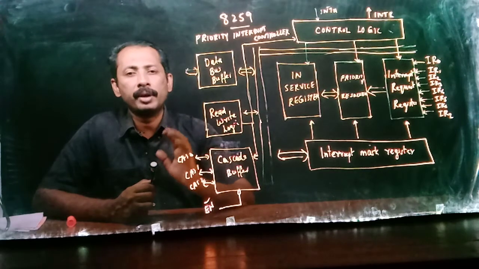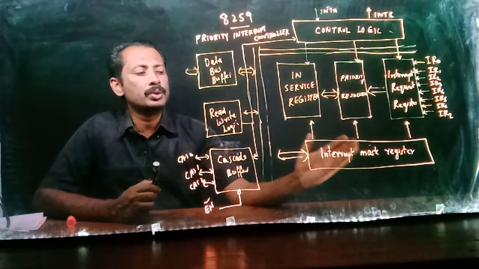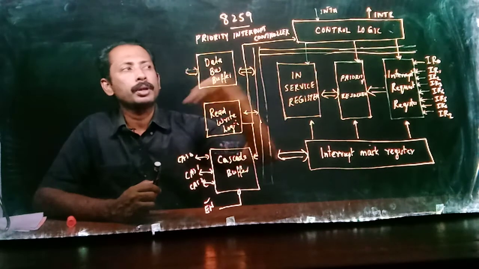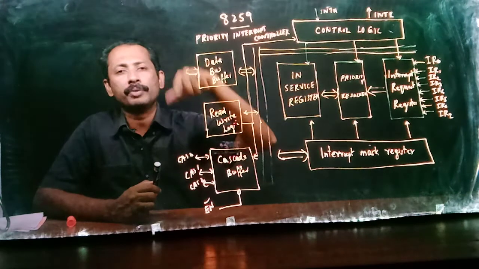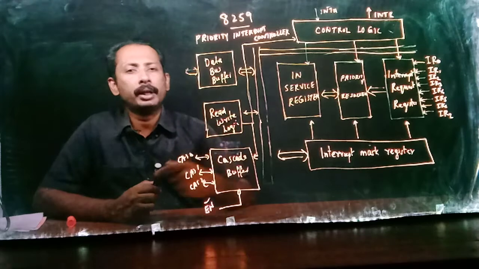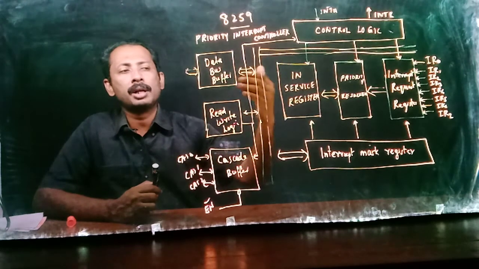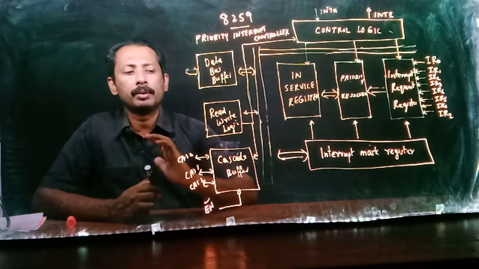The starting address of the ISR is also passed along with the INTR pin to the MPU. So there are two inputs. INTR is connected towards the INTR input of the MPU, and through the data bus buffer, after receiving the interrupt acknowledge, the starting address of the ISR is also passed towards the microprocessor.